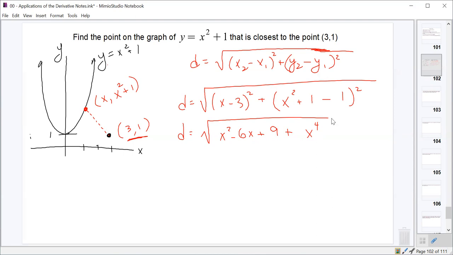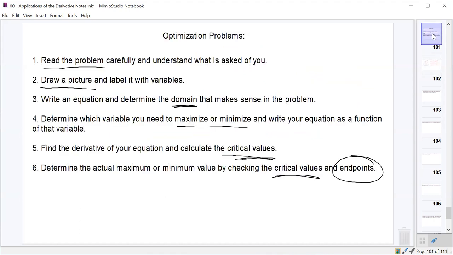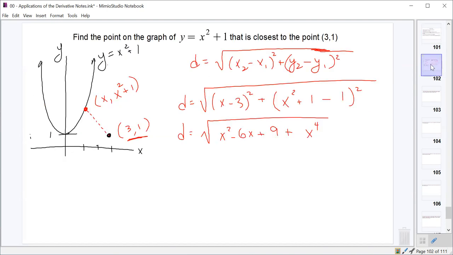And now, if we look back at our list of things that we need to do, we've read the problem, we've understood it, we've drawn a picture and labeled it. We've written an equation. We haven't really determined the domain of it that makes sense in our equation, which we'll take care of in just a second. And I think we do know which variable we need to maximize or minimize. Right? We want to minimize our distance.